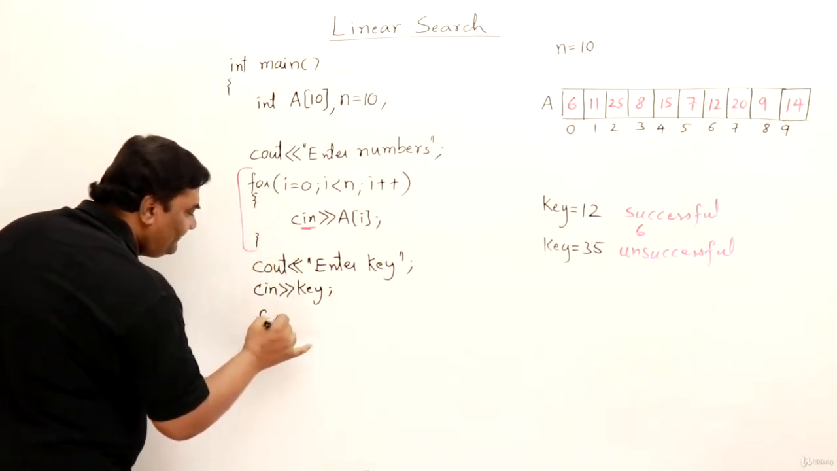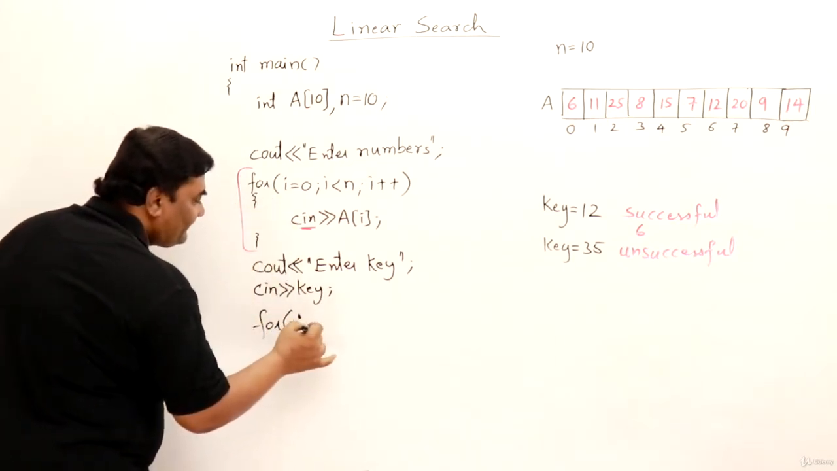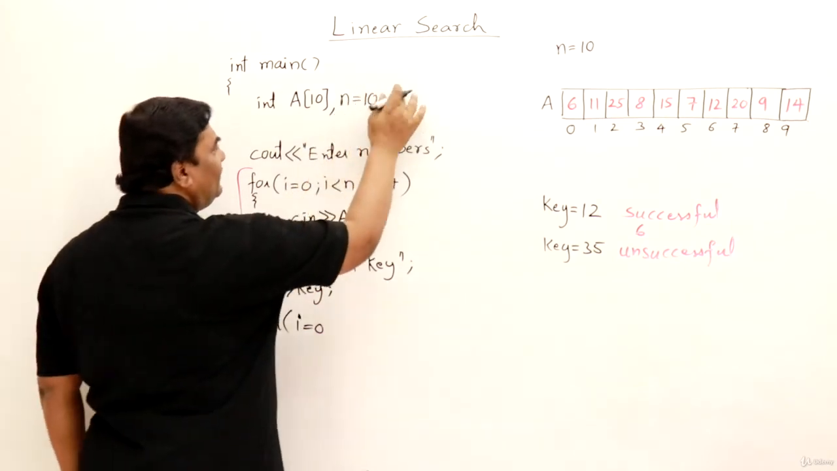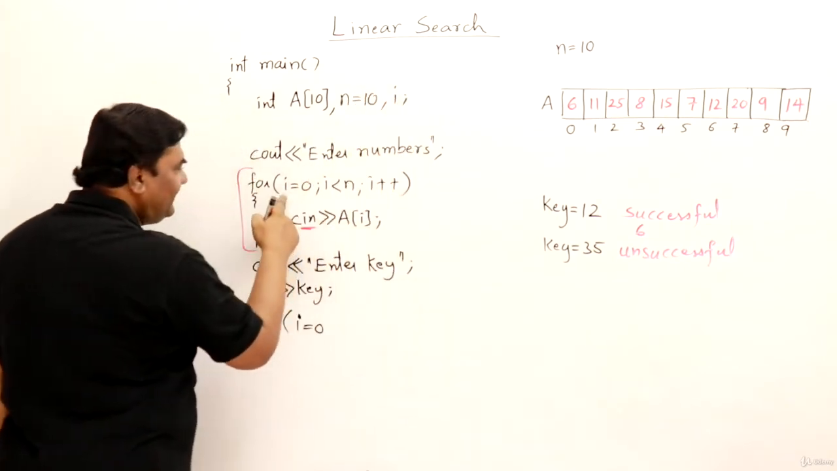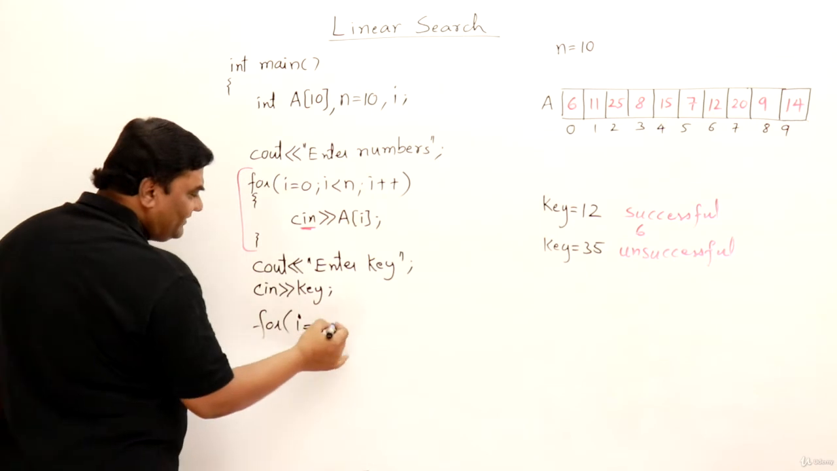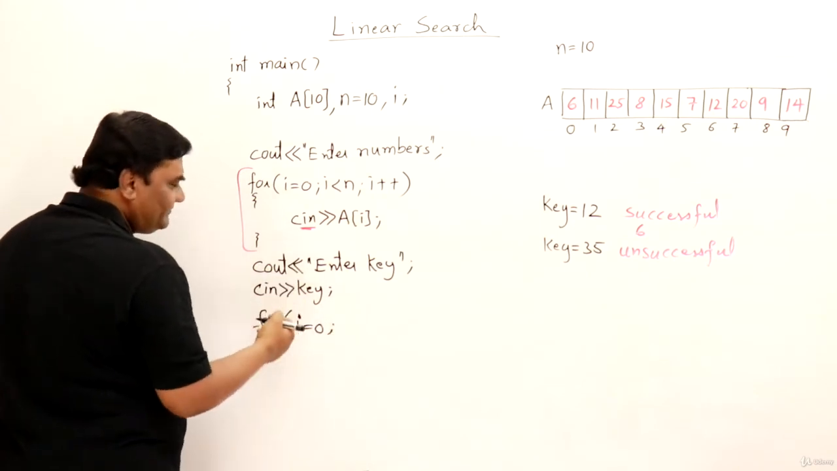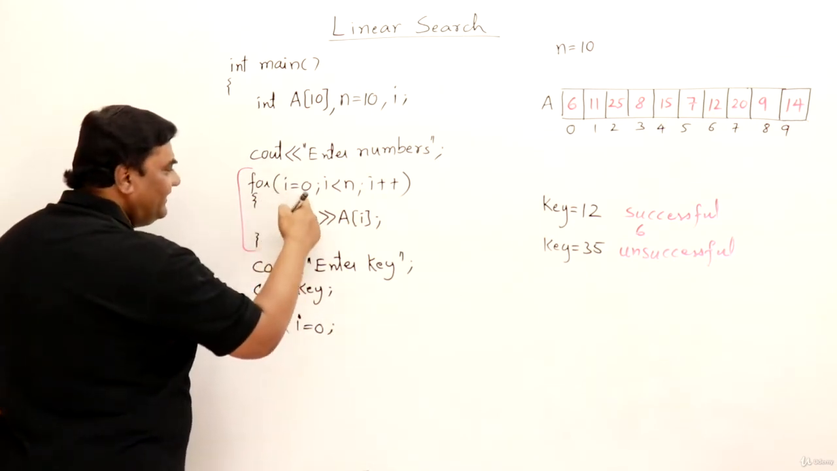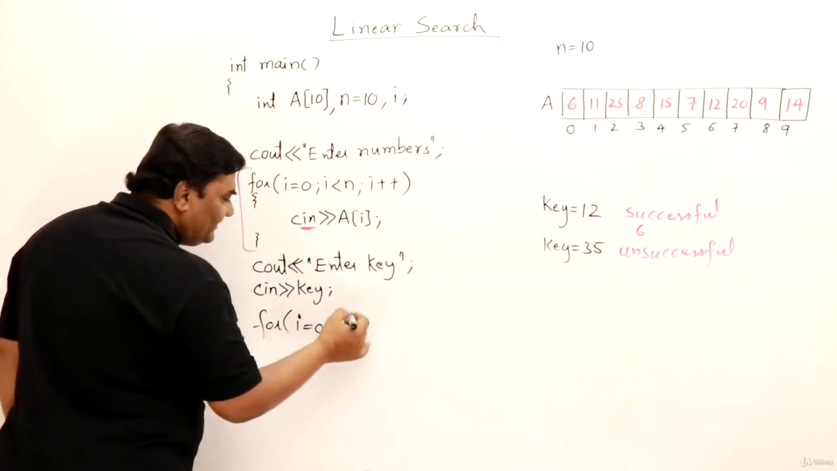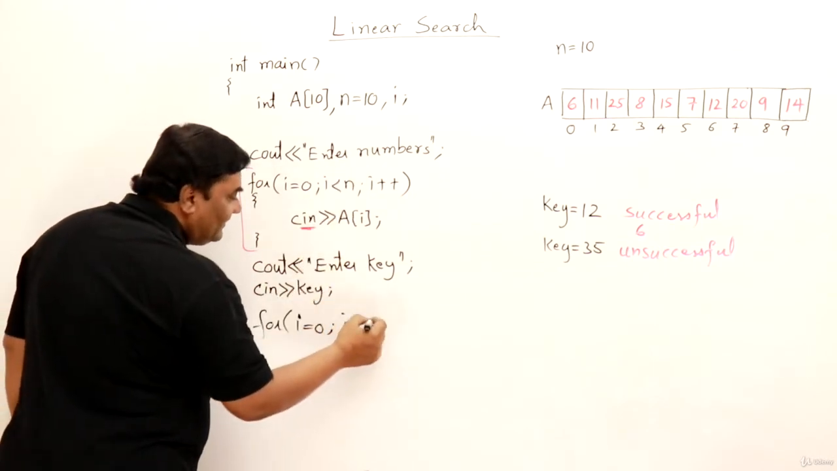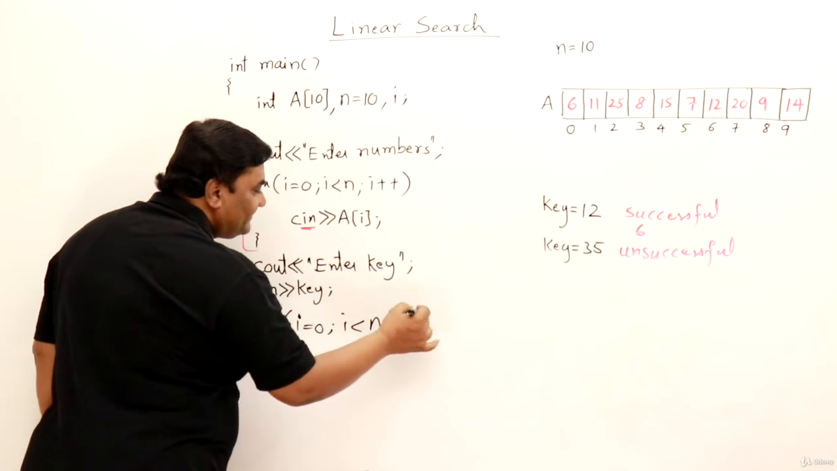So using a for loop we will start. I starts from 0, right? Here I should also declare it. Otherwise you can write int i here, every time. It's a good practice in C++ to write int i here. Anyway, I have declared it outside. i is less than n, i plus plus.